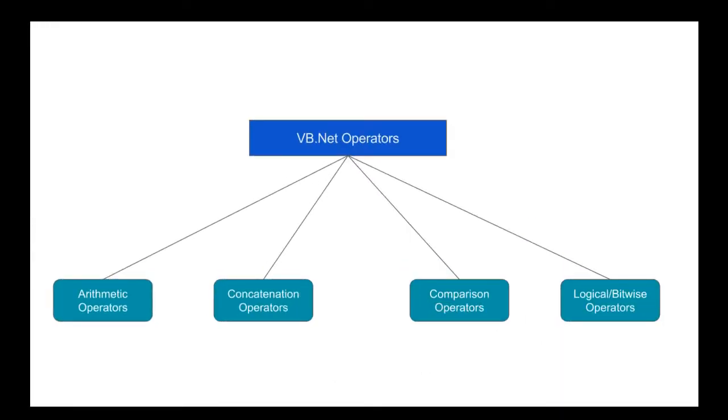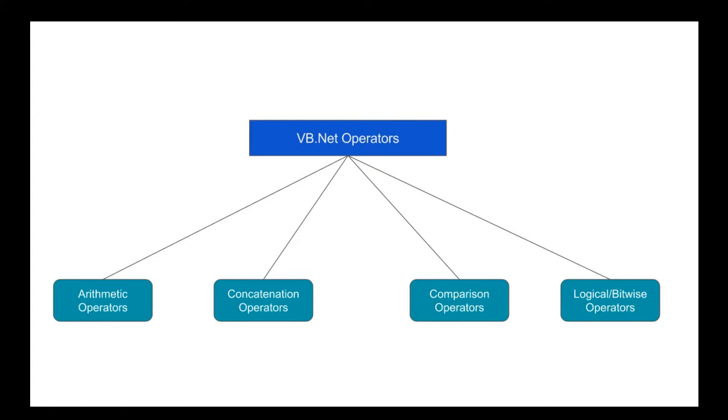Visual Basic provides the following types of operators. We have the arithmetic operators. The arithmetic operators perform familiar calculations on numeric values. Then we have the concatenation operators, and these operators join multiple strings into a single string.